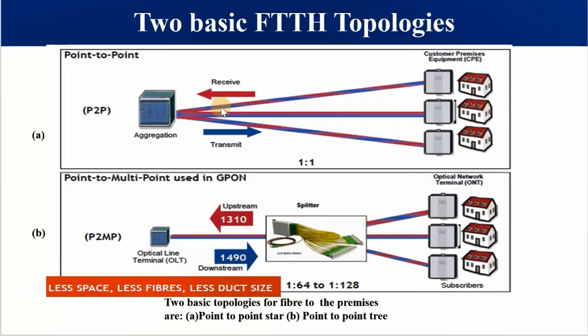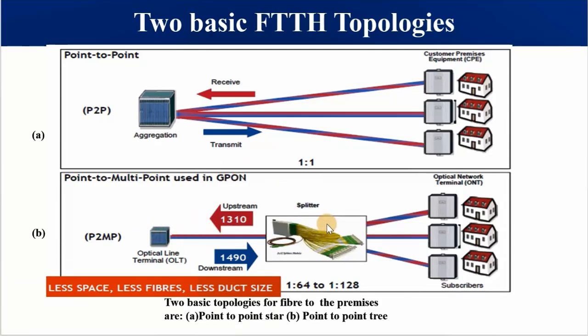Please take note of the two FTTH topologies or architectures. Point to point, meaning this is a point and this is another point, and each has a separate fiber to the aggregator. Whereas on point to multi-point, each subscriber is connected to the splitter by an individual drop fiber, but from the splitter to the OLT we have only one fiber.